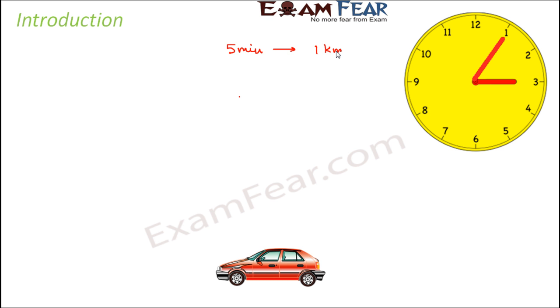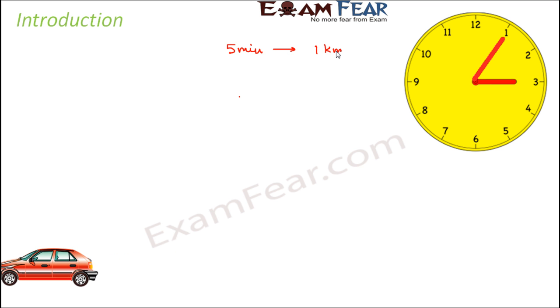Now let's say that in another 5 minutes, that is a total of 10 minutes now, how much distance did the car cover? It covered 2 kilometers. Similarly, for 15 minutes, how much distance did the car cover? It would have covered 3 kilometers. And so on. So basically what we are seeing is that as the time increases, the car covers more distance.